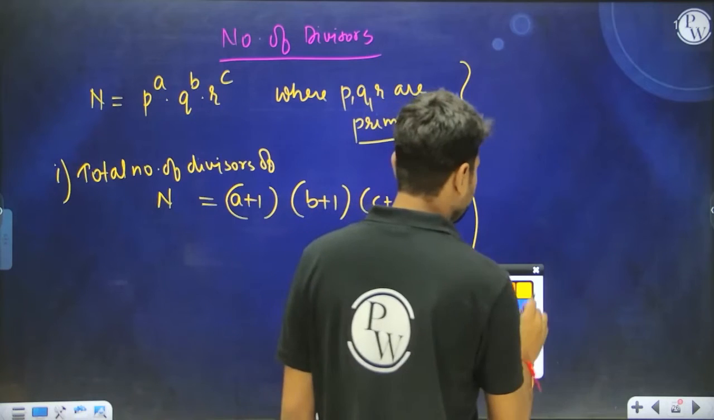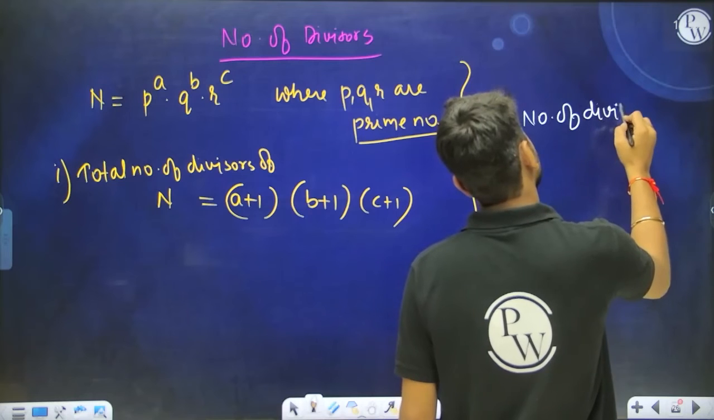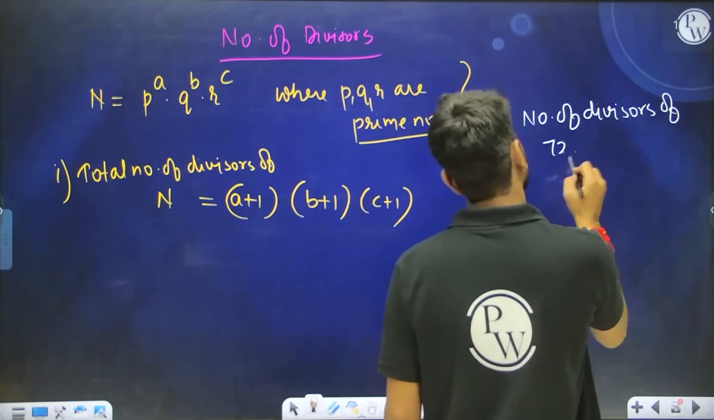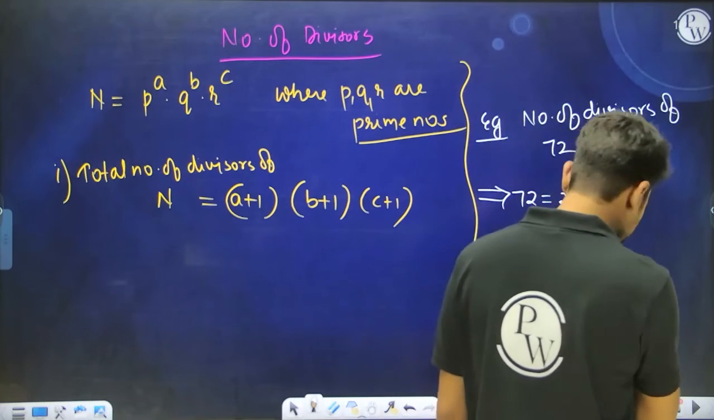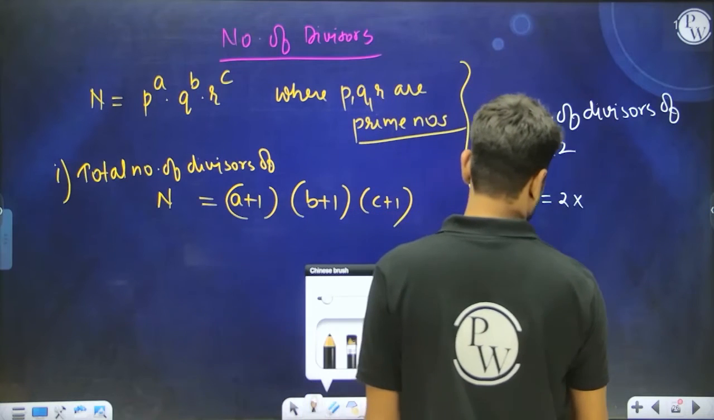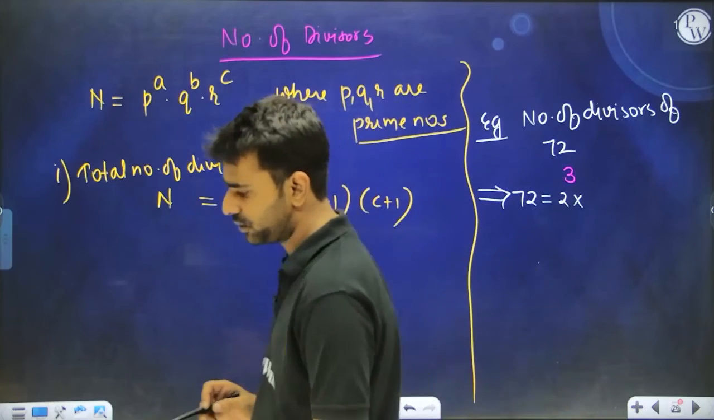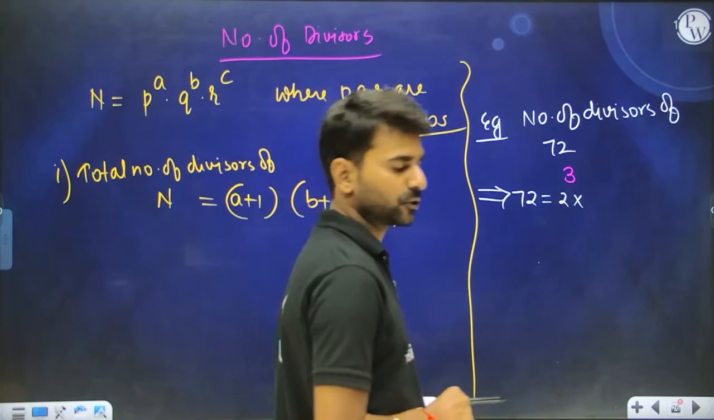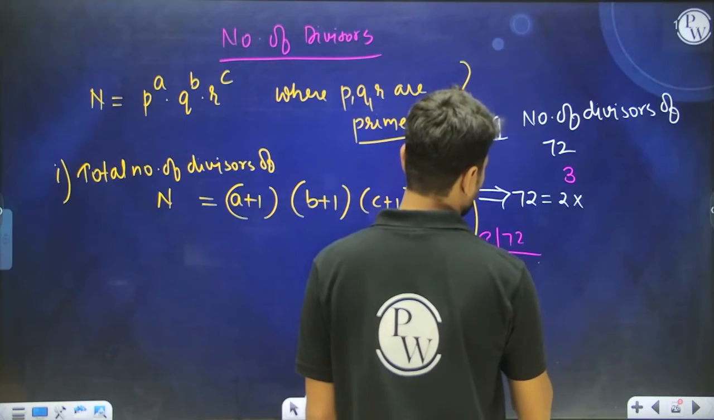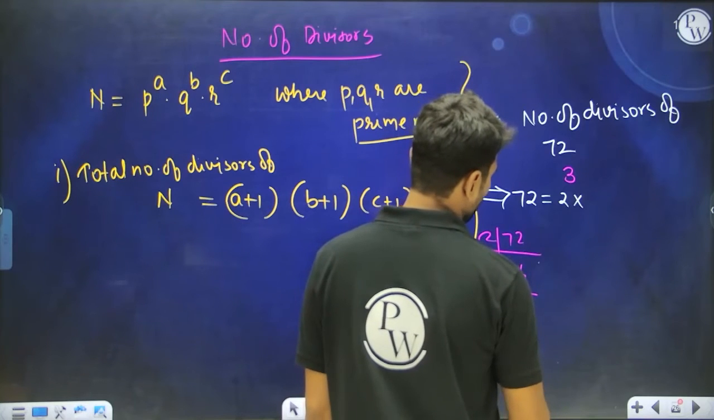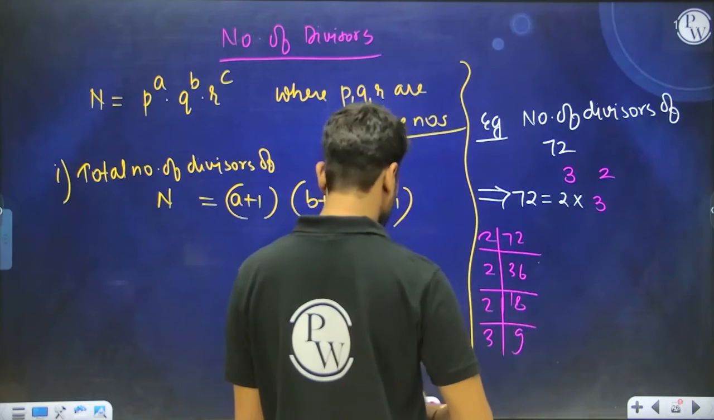Let me give you an example. Number of divisors of 72. If this is the problem asked to you, then what you are going to do is factorize 72. 72 divided by 2 is 36, then 2, 18, then 2, 9, then 3, 3, 1. So 72 is 2 to the power 3 into 3 to the power 2. This is what you're going to write down.